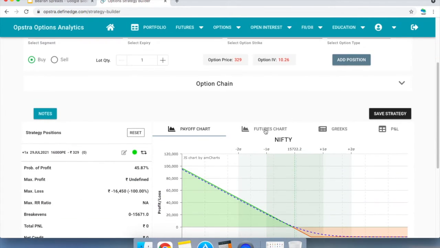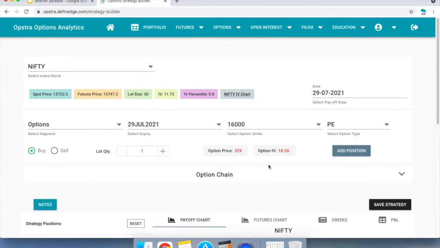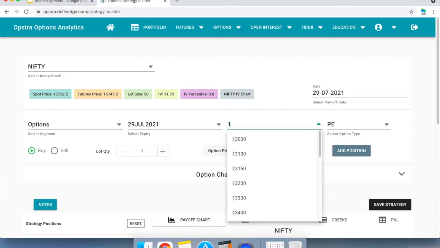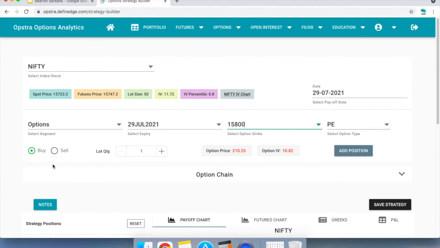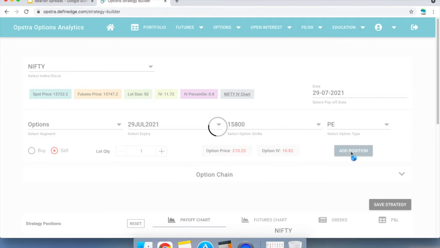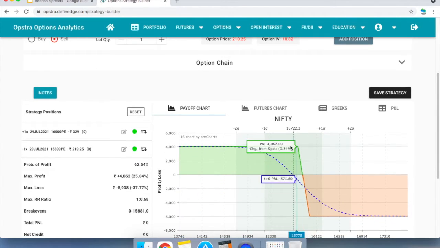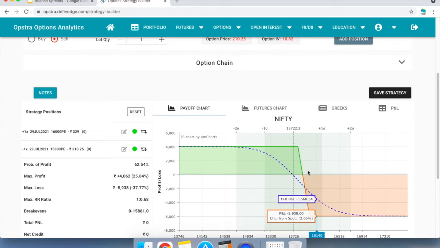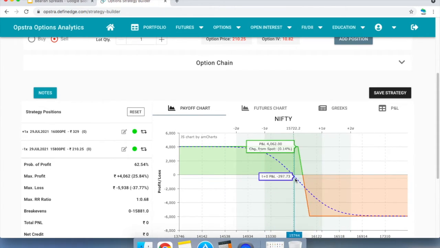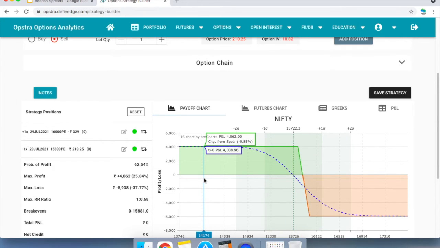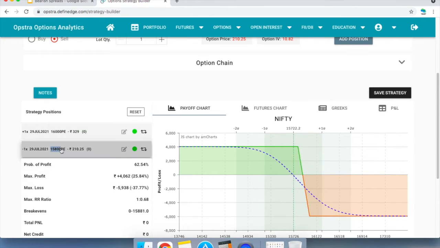So we bought 16,000, right? Now we are buying 15,800, and we are selling this, right? So here it becomes a bear spread. You can see the break-even point is 15,881, right? So anything beyond that it goes, it's not good. If it goes backwards, it's profitable. So we see the profit, we see the strikes. Both are puts. The premiums.